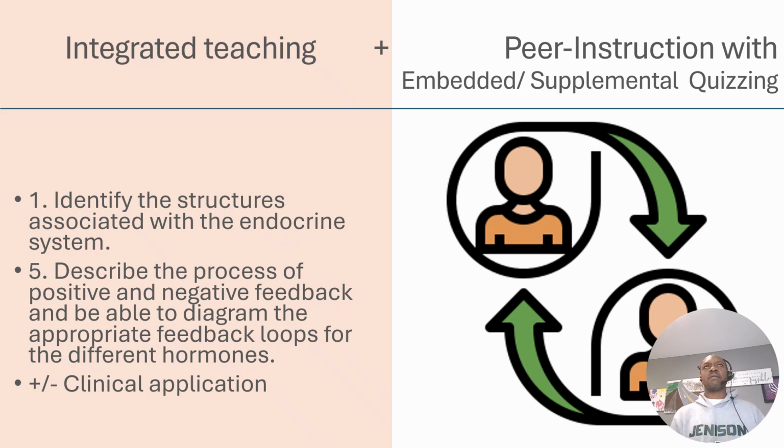These two objectives, objective one and objective five, are from your lab manuals. There are 5 objectives, and objective 5 is to describe the process of positive and negative feedback and be able to diagram those appropriate feedback loops for different hormones. So the instruction is clear: be able to diagram the loops for several of the endocrine hormones. That's a specific goal. It's not adequate that you know it in your head; the learning objective is to be able to draw it.